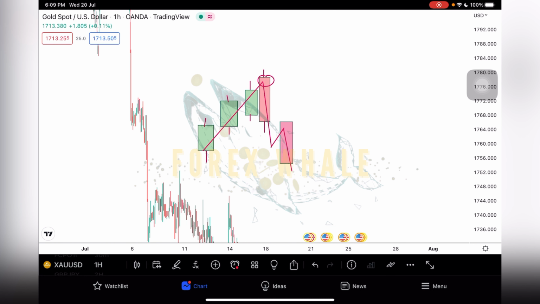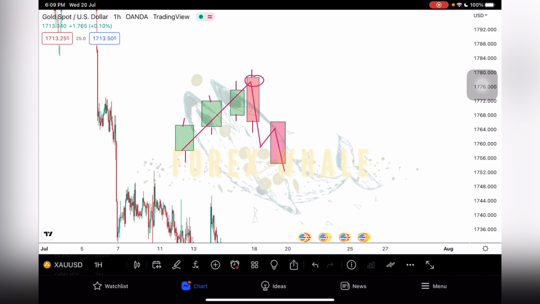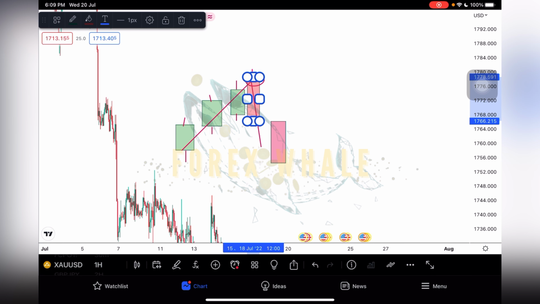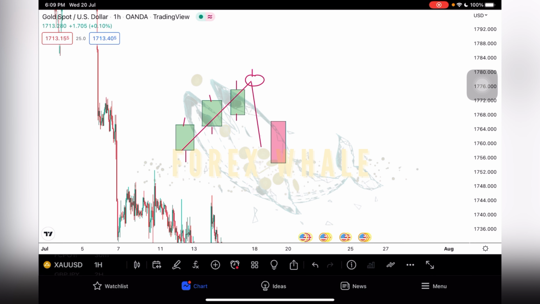Look, sometimes there are situations where the price engulfs both previous candlesticks. For example, I'll give you an example.